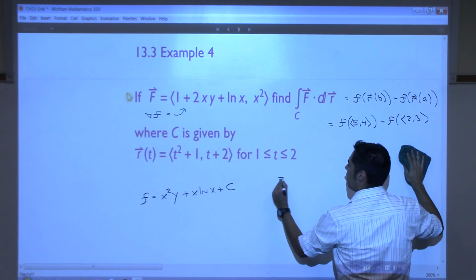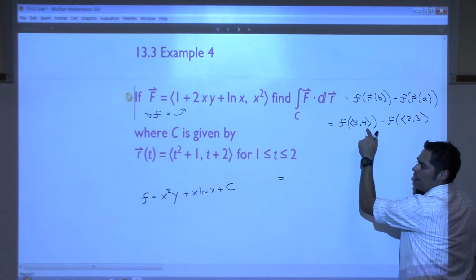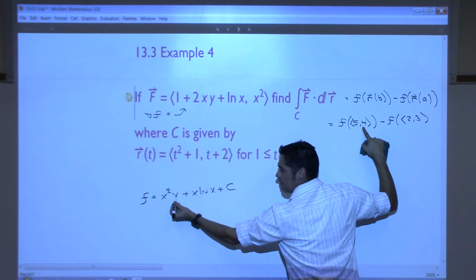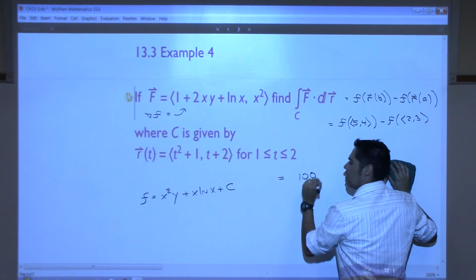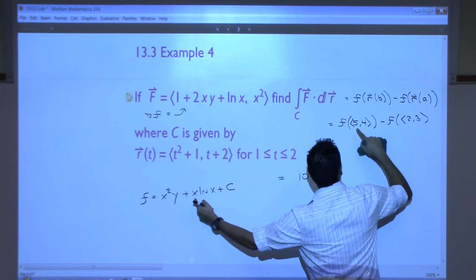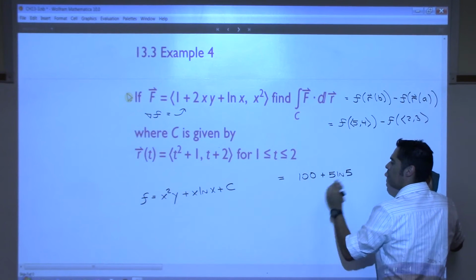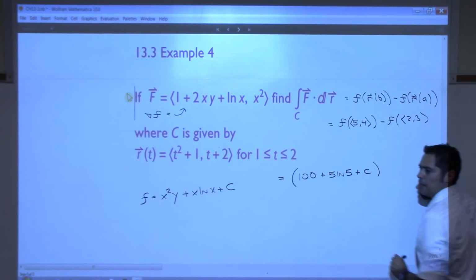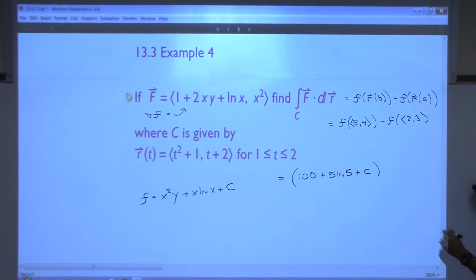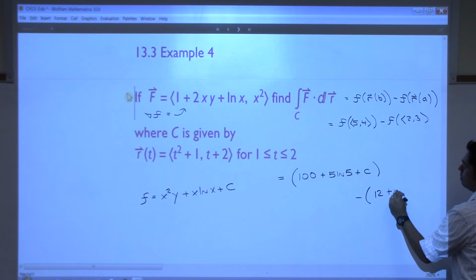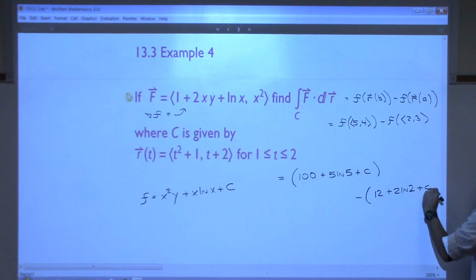This is equal to, let's plug in 5 for x and 4 for y. So 5 squared, 25, times 4 is 100, plus x, which is 5, natural log 5. So 5 ln 5, plus some constant. That's what I get when I plug this point in. Then minus, now let's plug in 2, 3. So what would you get if you plug in 2, 3? 12 plus 2 ln 2 plus c, right?